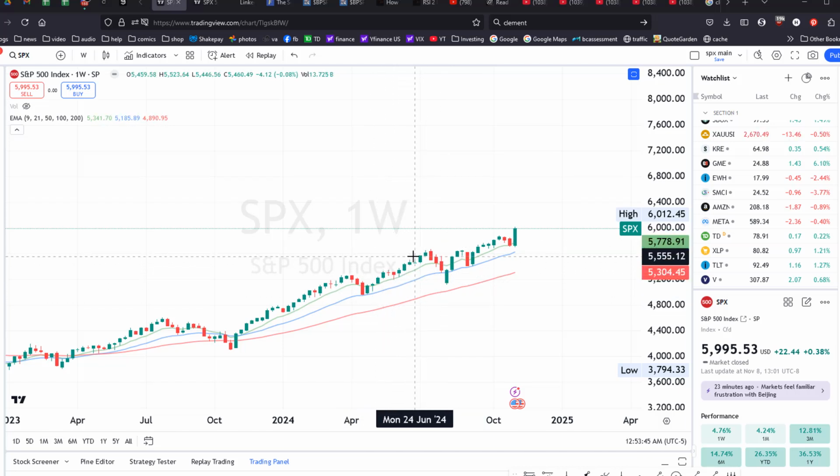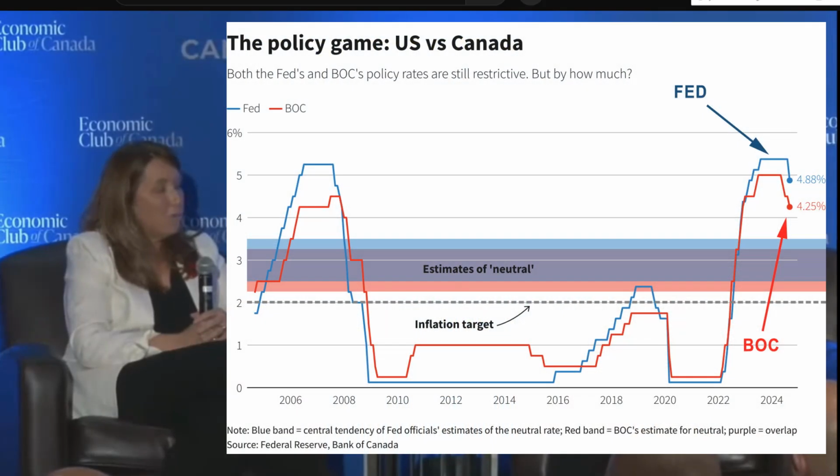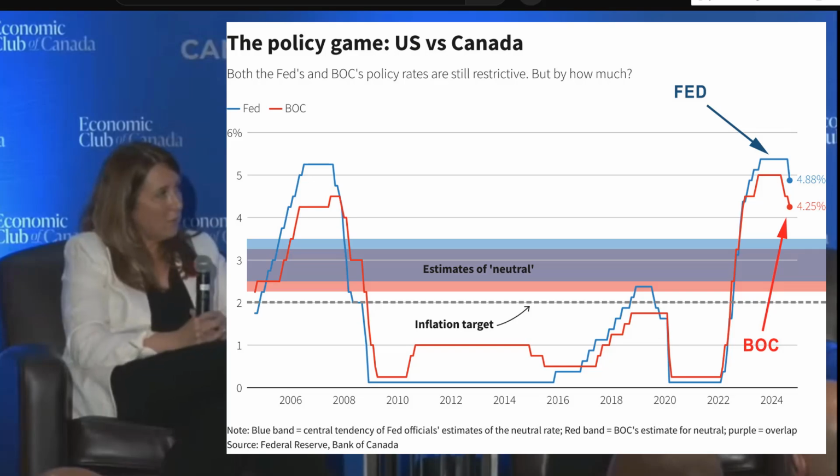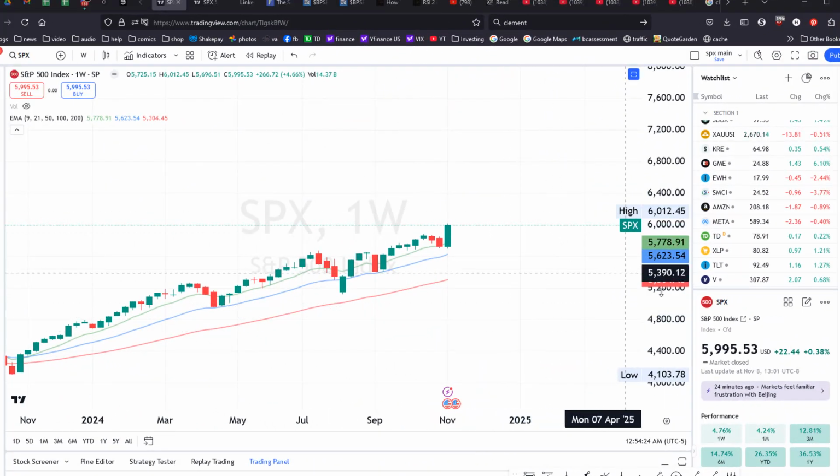Here's Carolyn Rogers from the BOC. You know, there's been a bit of worry recently about divergence, but there's a limit to that divergence. I don't think we're anywhere near that limit now. Over the years, we have seen rates between Canada and US diverge quite a bit more than they are now.